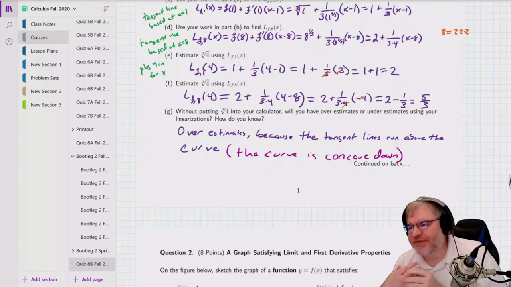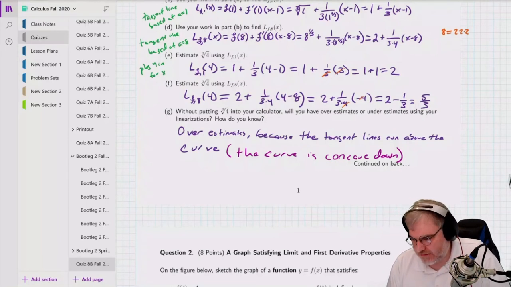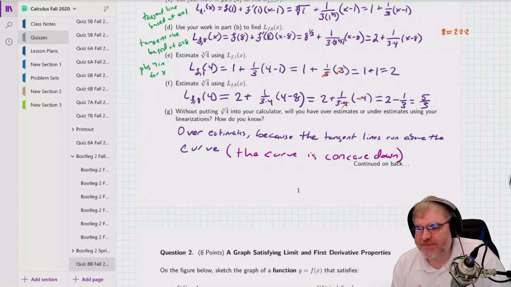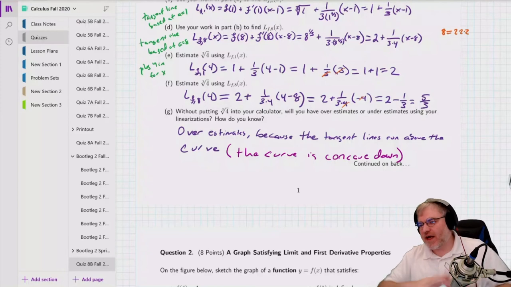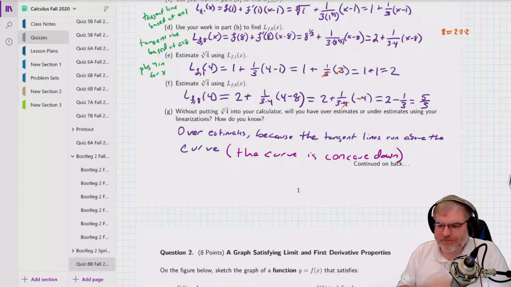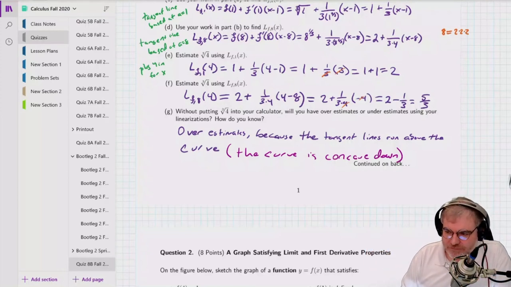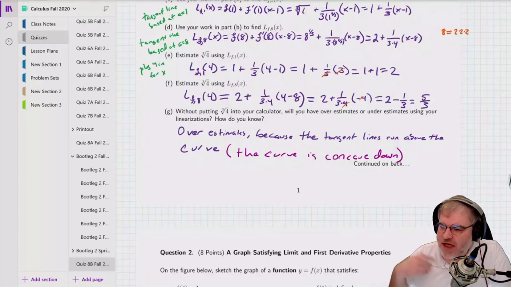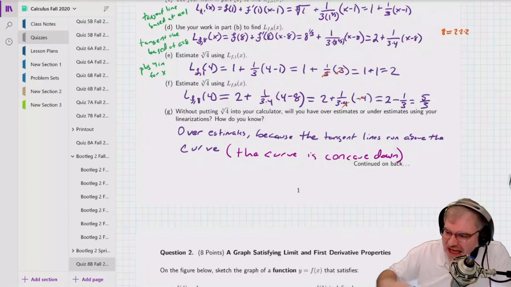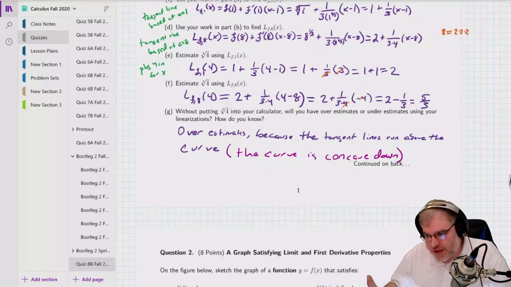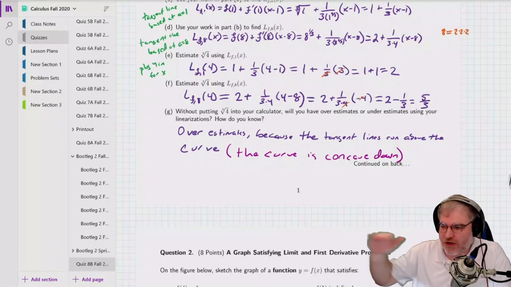And again, this idea of concavity is for the next module, okay? We are going to spend time on it, but it's one of the things that we get from this idea of linearization. If I've got a differentiable function, I can define what concavity means by simply running the tangent lines, and we'll get into that. That's a formal definition of something. So it always overestimates because the tangent lines, which are the functions for linearization, run above the curve.